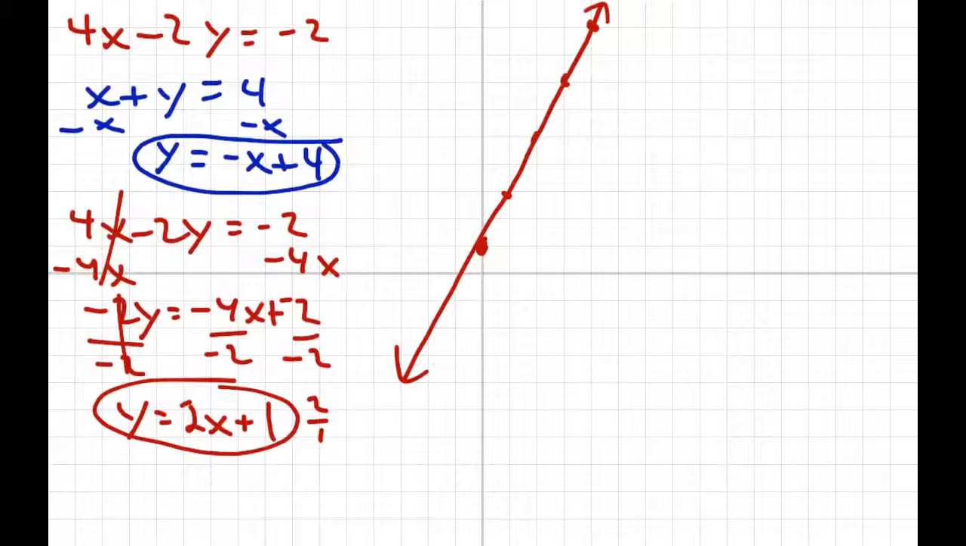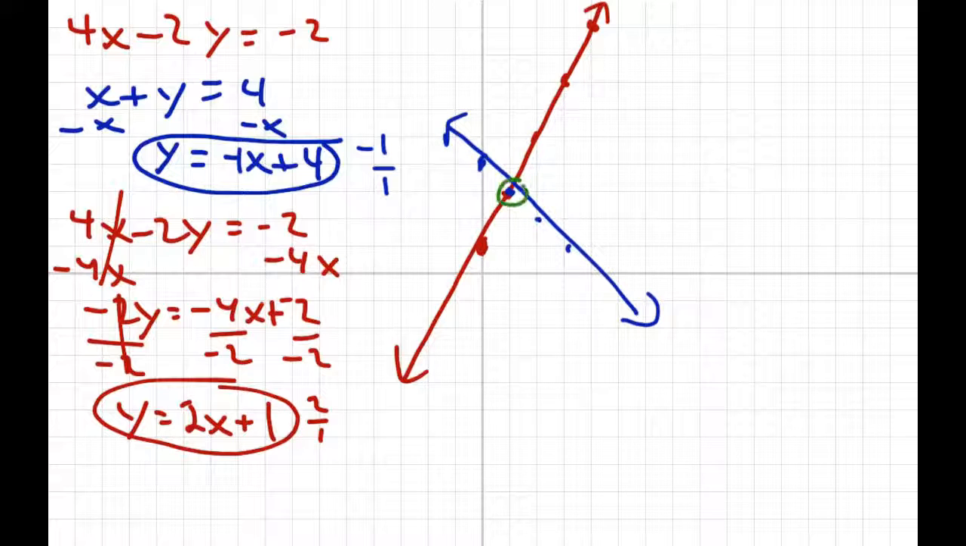Y equals the opposite of x plus 4. My y-intercept is at 4. Opposite of x, which is the same as negative 1x, which would be negative 1 over positive 1. So I'm going to rise negative 1, which is to go down 1, run 1, down 1, run 1, down 1, run 1. And that's obviously enough for us to see where that intersection is. And it's right here. And that would be at 1, 3. So our solution is the ordered pair 1, 3, or the coordinate 1, 3.